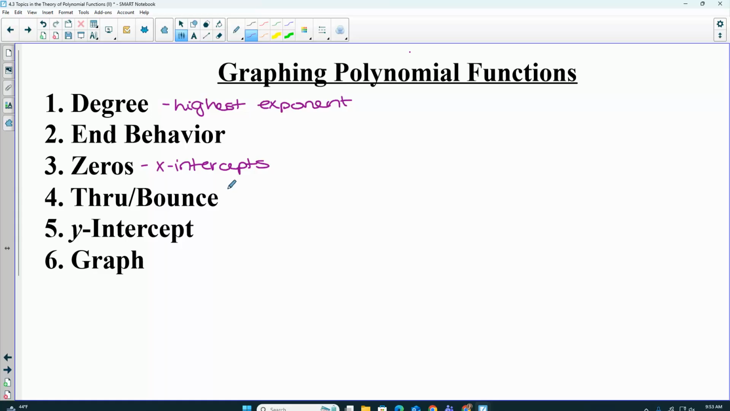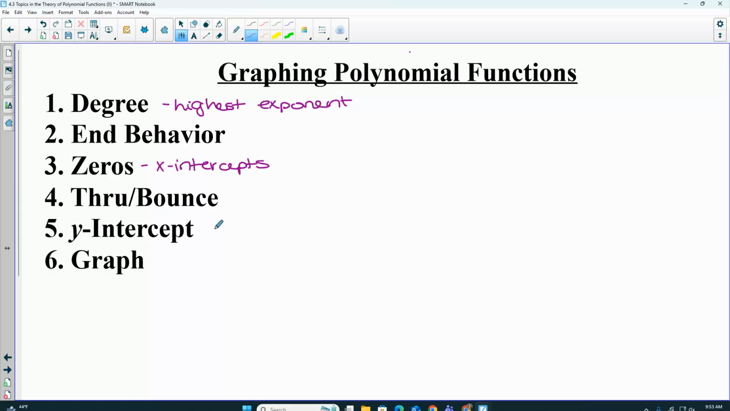It's been a while. We talked about it early last week. This is based off the multiplicity. An odd multiplicity does what? It goes through, and an even multiplicity will bounce.